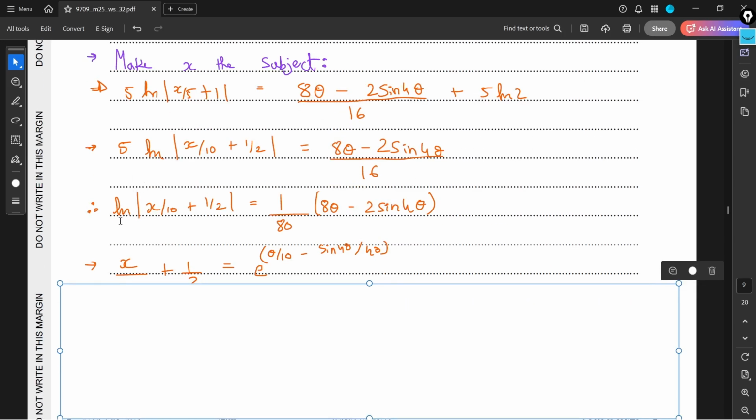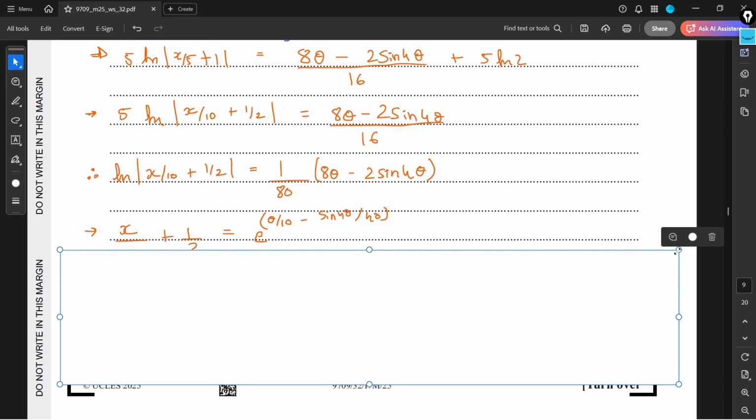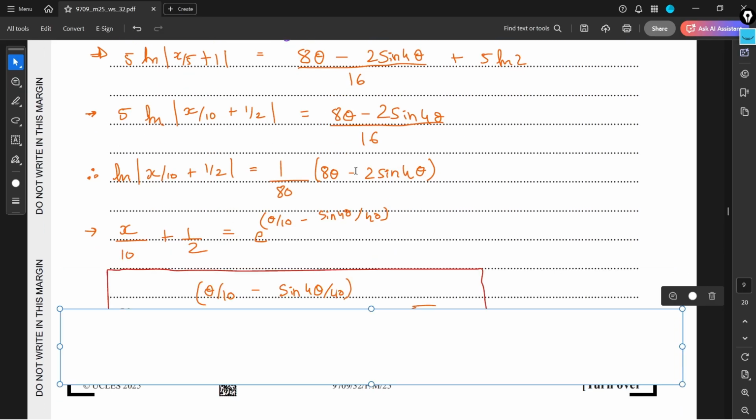And then to remove the ln, I'm going to have e as the base on both the sides. So that I'm going to be left with x by 10 plus half is equal to e to the power of the whole term over here. As you can see that I'm going to multiply my 80 inside the bracket so that I get theta over 10 minus 1 by 40 sine of 4 theta. And after that, I'm going to send my half to the right hand side and then also going to multiply 10 on both the sides.